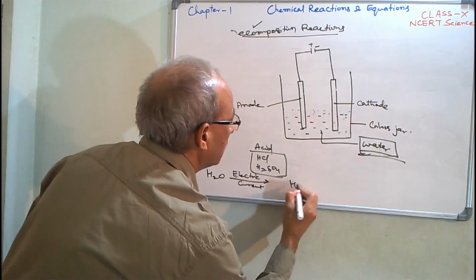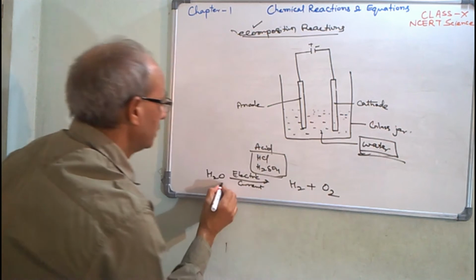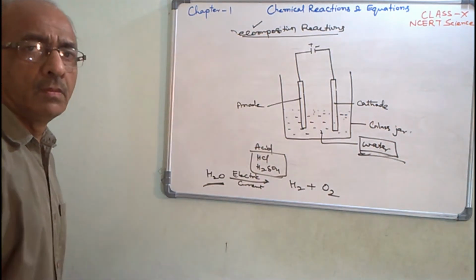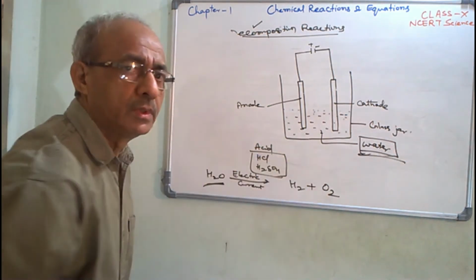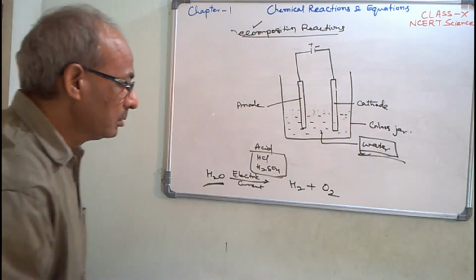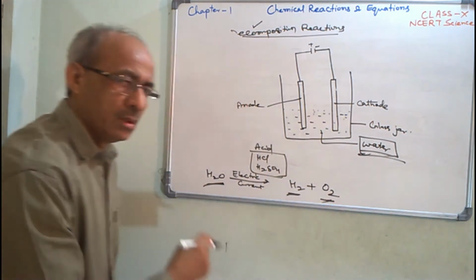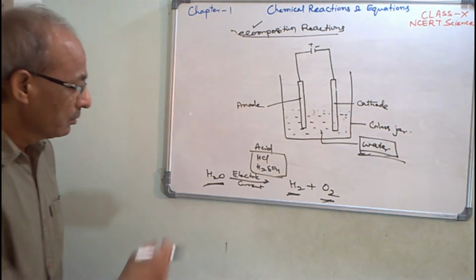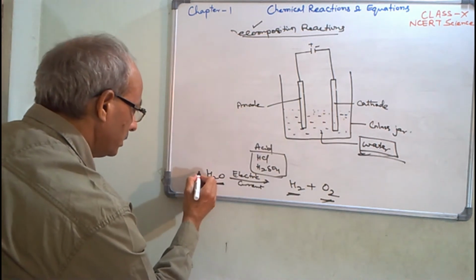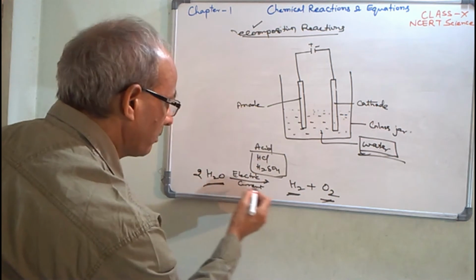And the water molecules split into their components. As I told you, the components are hydrogen and oxygen gases. We will balance this chemical equation.